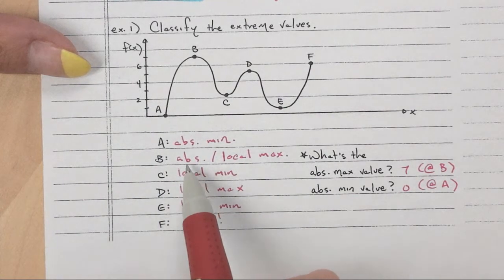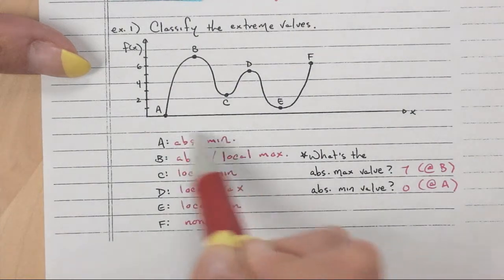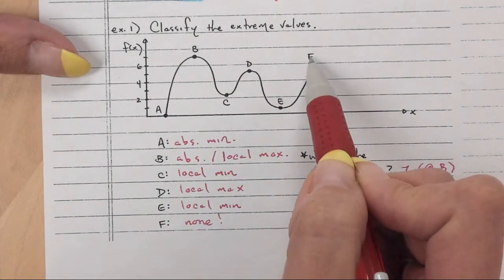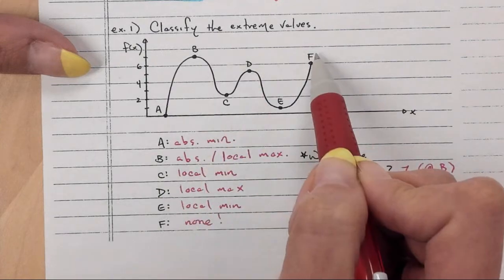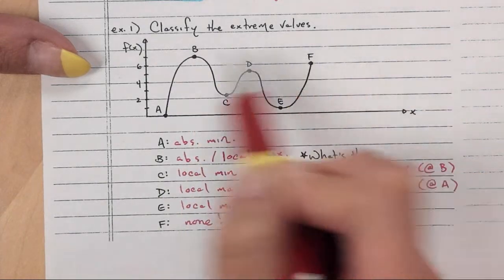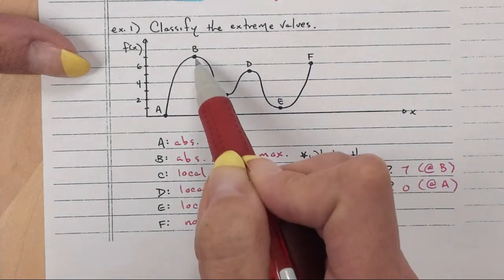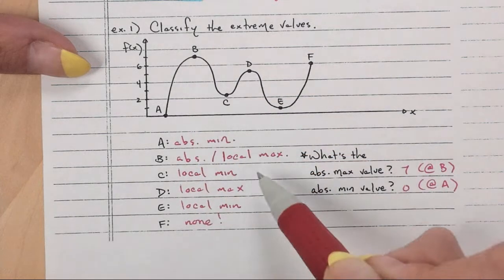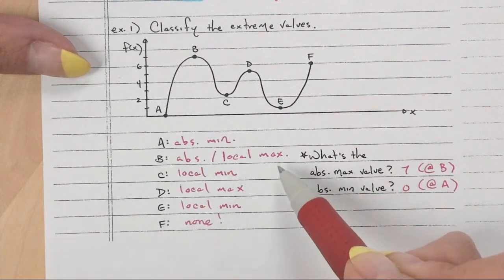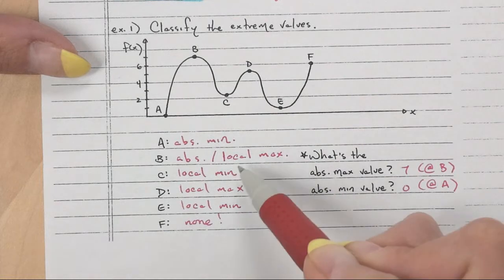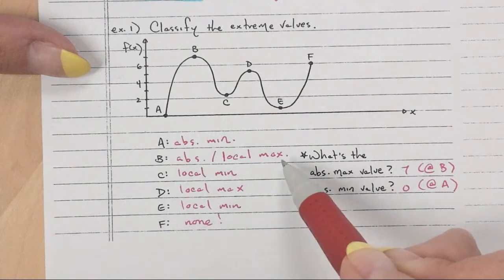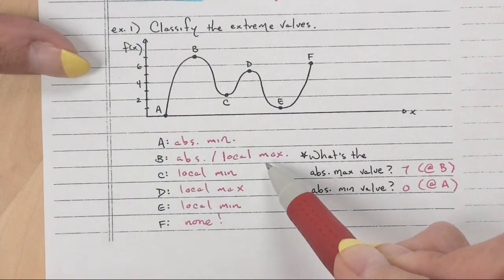The difference between absolute and local: there's only one absolute, unless B and F are at exactly the same place for y values, then they would both be absolute maximums. But there's usually only one absolute maximum. Local maxes and local mins can happen many times. To be a local max or a local min, you're basically at the top of a roller coaster or at the bottom of a roller coaster.